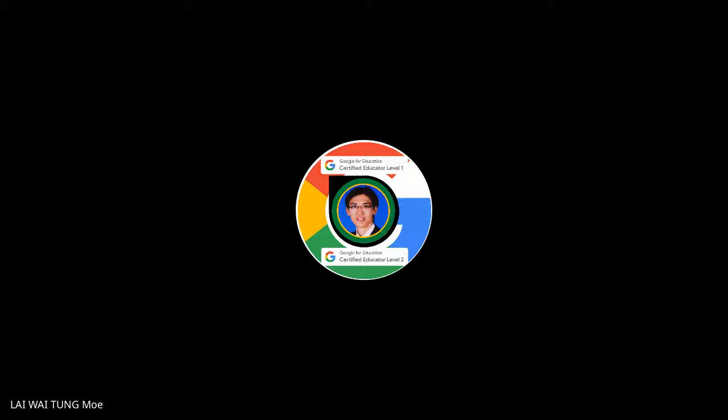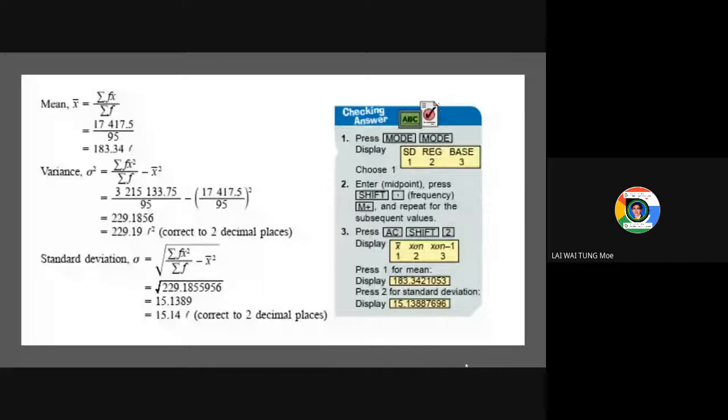I think I covered this part already. Is there any question before I move to box plot? Is there any question you want to ask from here? Hello? Any question?